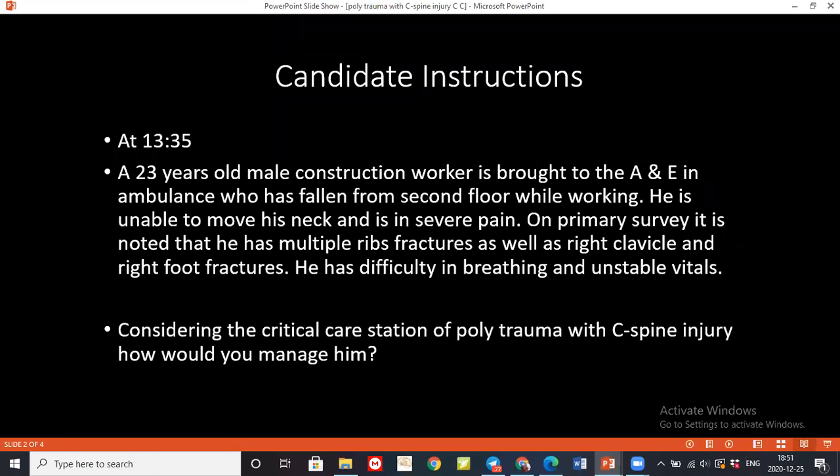In case of hemopneumothorax, we might have to do the chest tube. What would be more important, C-spine injury or rib fracture? Comparing these two, there would be C-spine injury first.